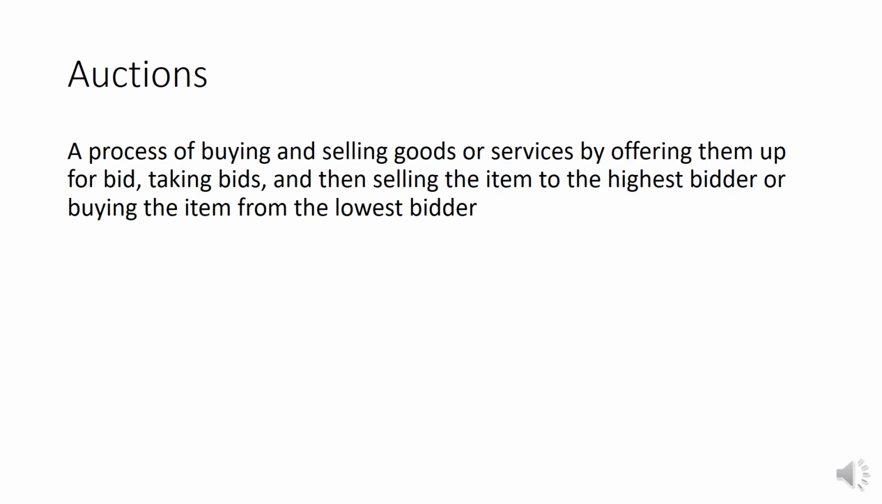The process of buying and selling goods by offering them up for bid, taking bids, and then selling the item to the highest bidder. Alternatively, we can think of an auction as taking bids and buying the item from the lowest bidder. So when Sweetbriar wants to hire a new contractor, we take bids and we buy contracting services from the lowest bidder. Auctions can go both ways.